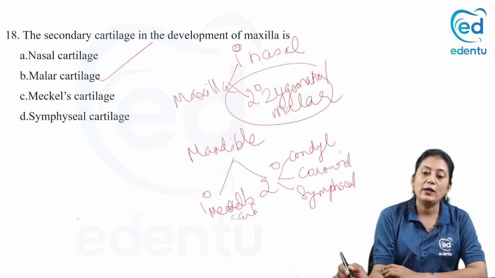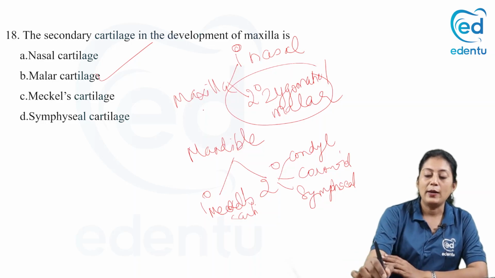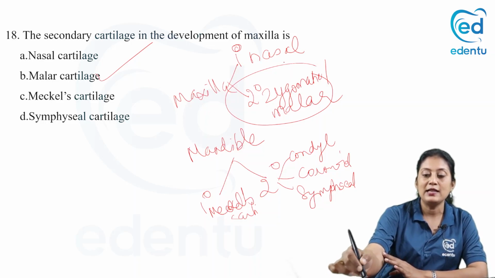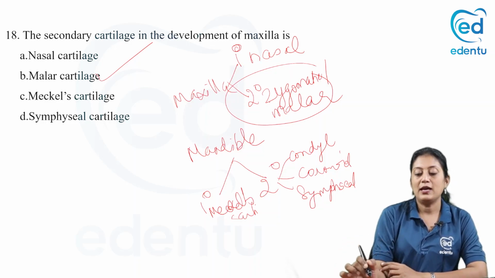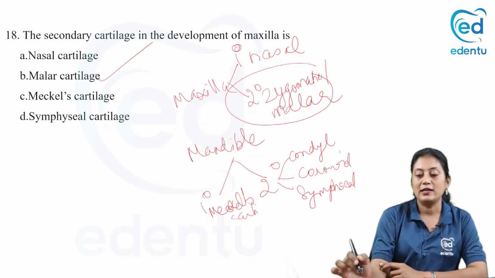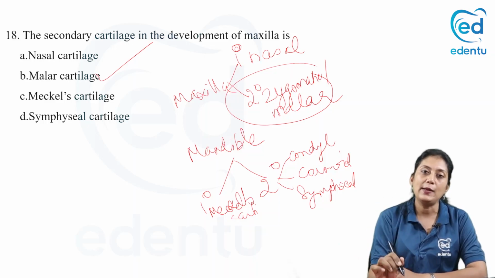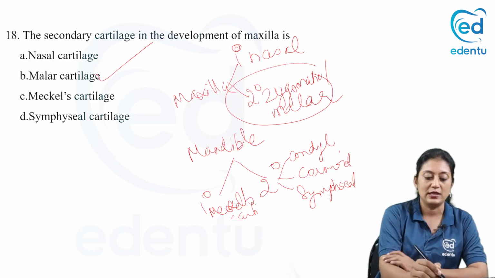So this is very, very important. All of this can be asked as an MCQ question for you. Primary cartilage in maxilla is nasal, secondary is malar or zygomatic cartilage. Whereas the primary cartilage in mandible is Meckel's cartilage. Secondary cartilage, we have three types: condylar, coronoid and symphyseal cartilage.